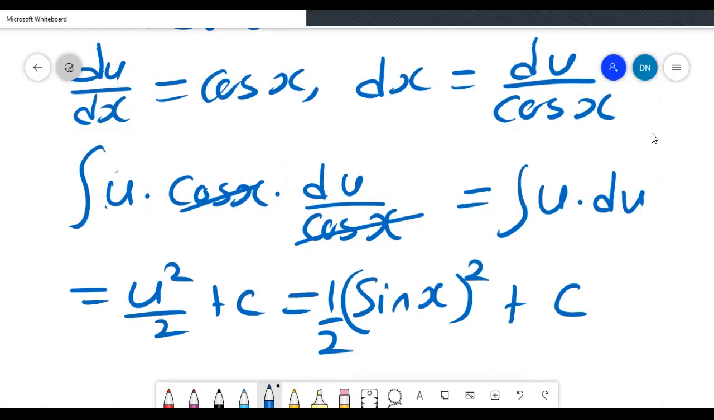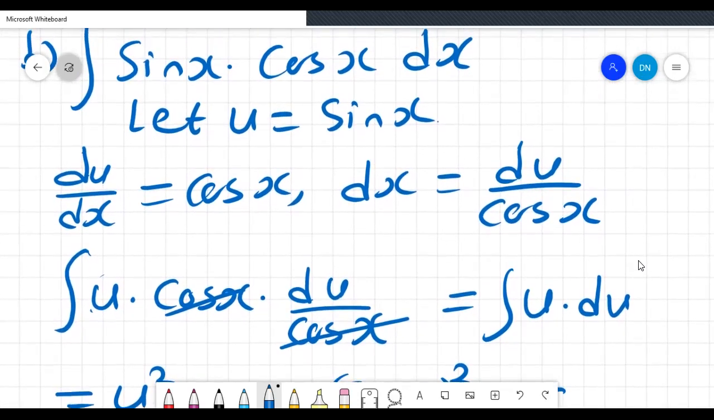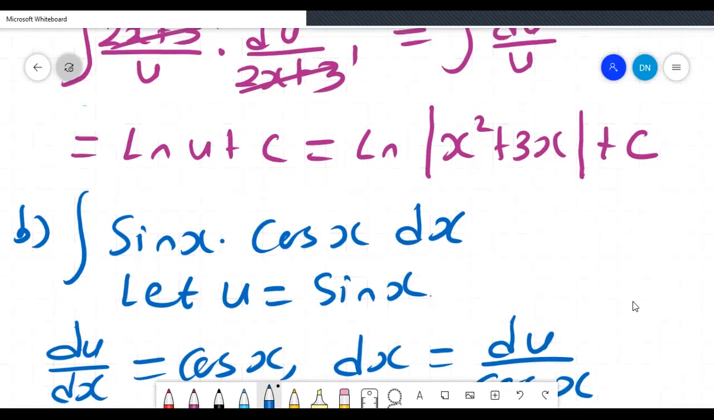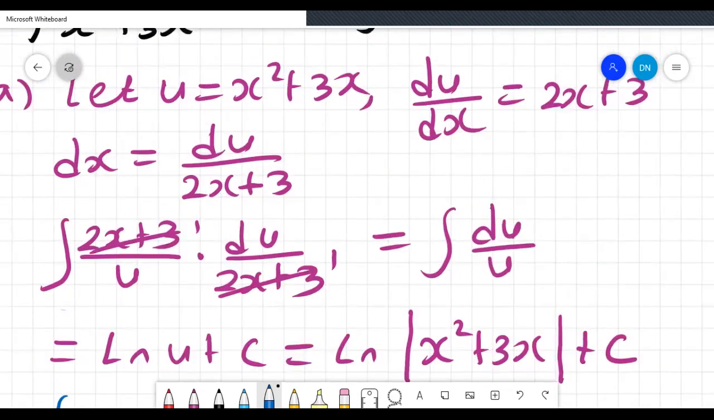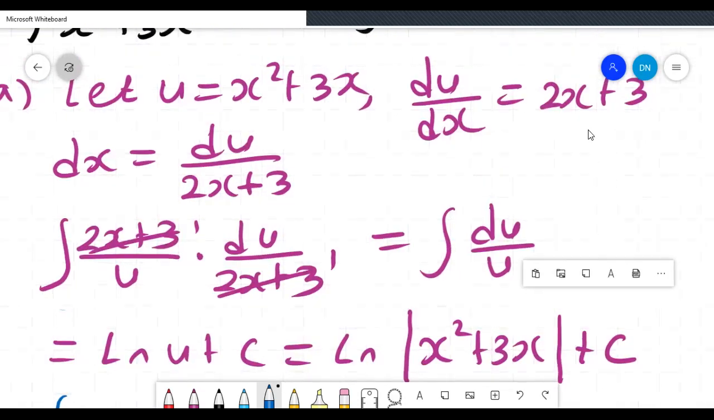So you can review that and you realize that it's very easy to integrate such types of equations of this form that you have looked at today.